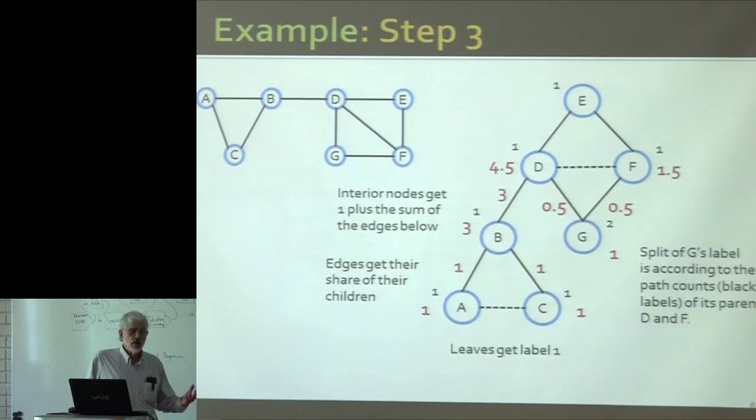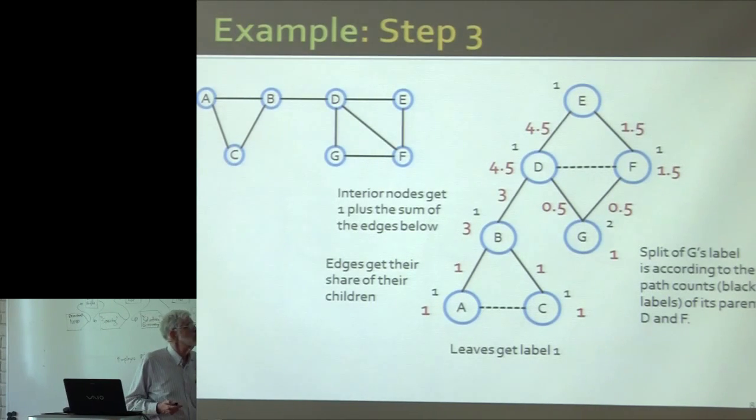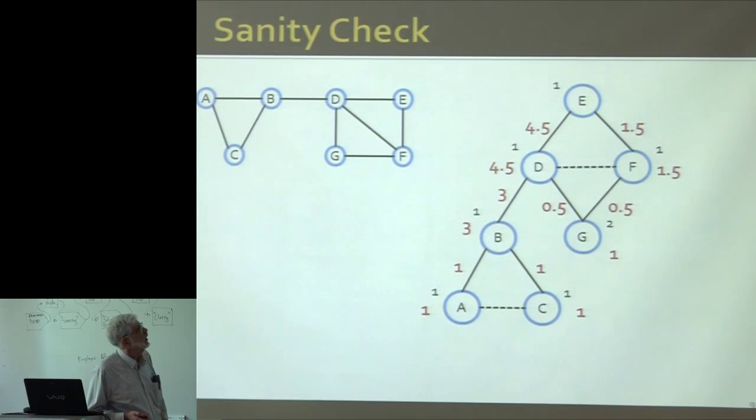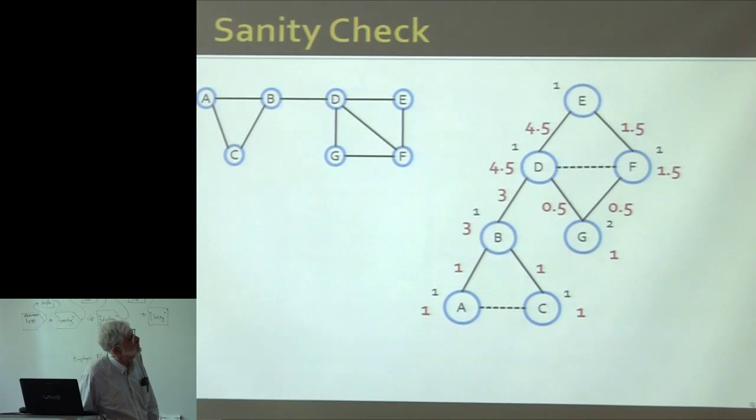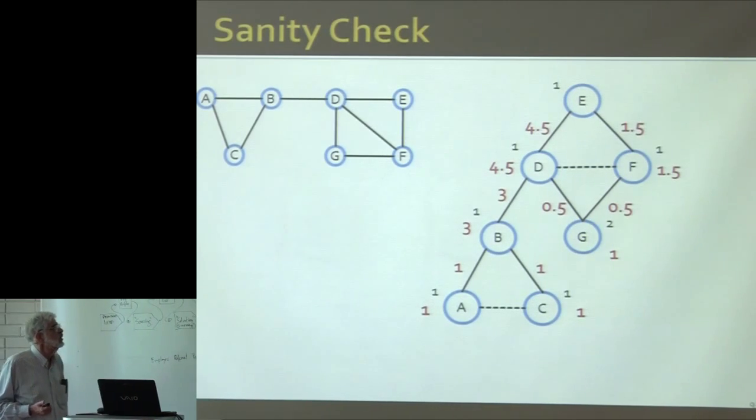Well, then moving up again to the next level of nodes, again you sum the labels of the edges below and add 1. So it's 3 plus 0.5 plus 1 is 4.5. That's how I get the label of D. For F, again, it's 0.5 plus 1 is 1.5. And then those labels propagate to the edges above because there's no splitting. And then finally, the label of E is going to be 7. That turns out to be irrelevant because we really only need the edges labeled.